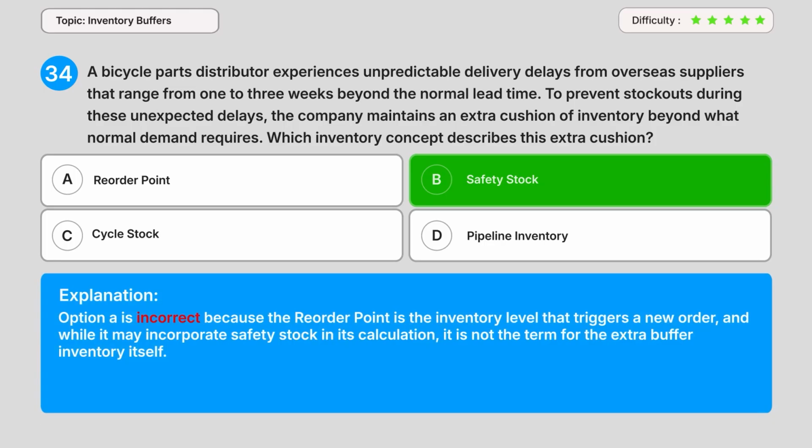Option A is incorrect because the reorder point is the inventory level that triggers a new order, and while it may incorporate safety stock in its calculation, it is not the term for the extra buffer inventory itself.